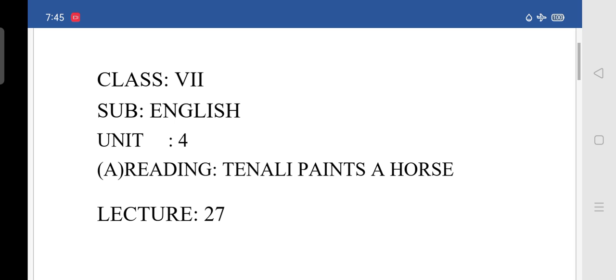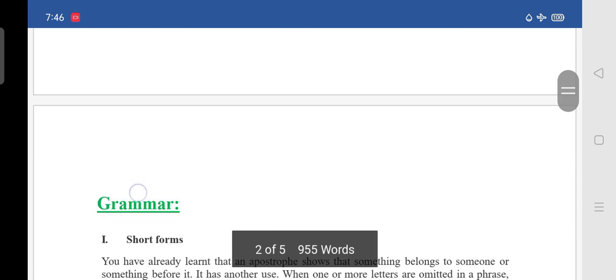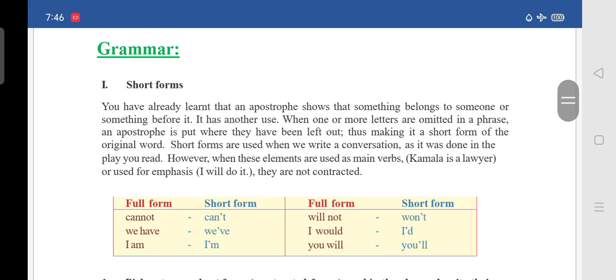In the last class, we completed the vocabulary part of the lesson Tenali Paints a Horse. Today, we are going to continue with the same lesson's grammar. If you see in your textbook, in grammar, Roman number 1, short forms.